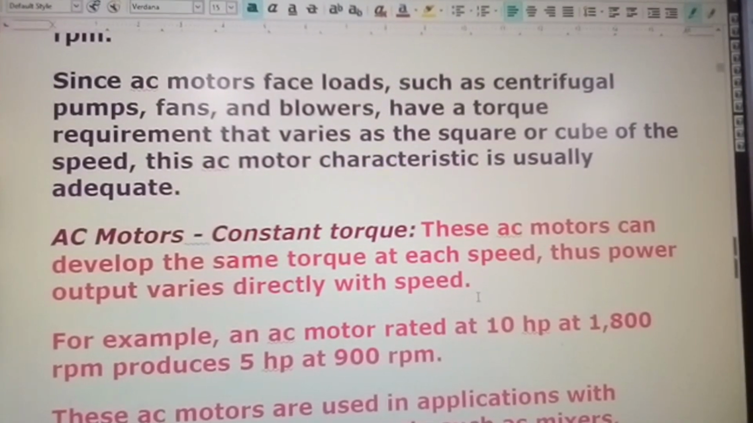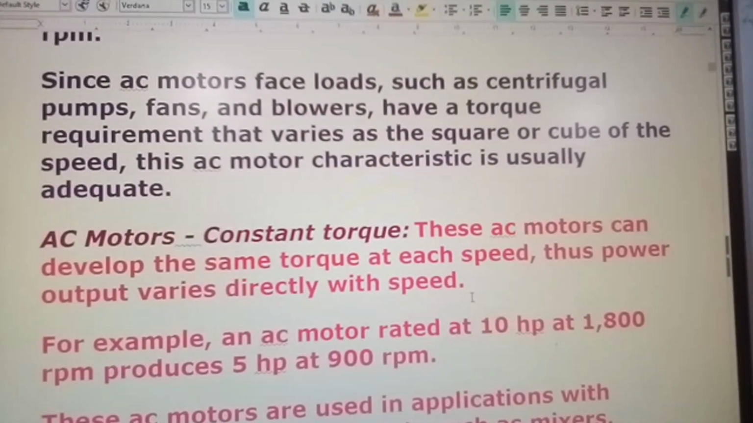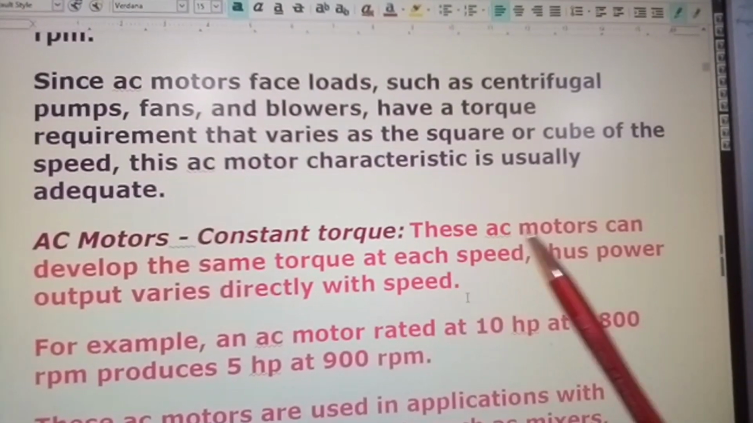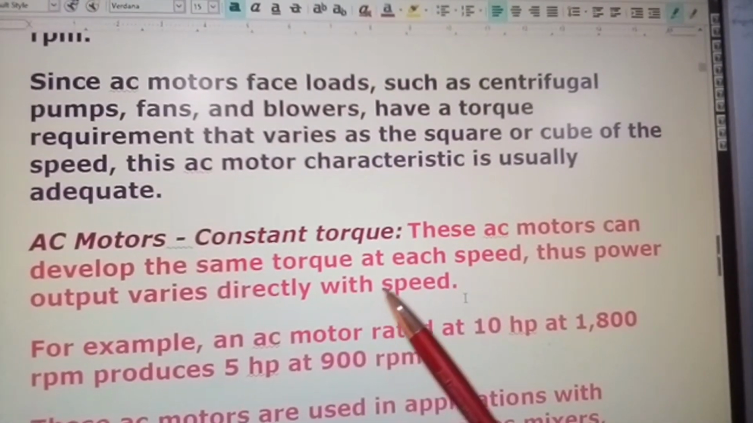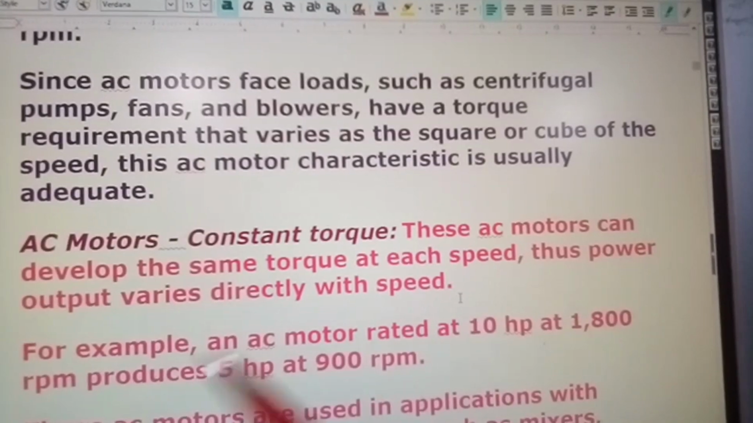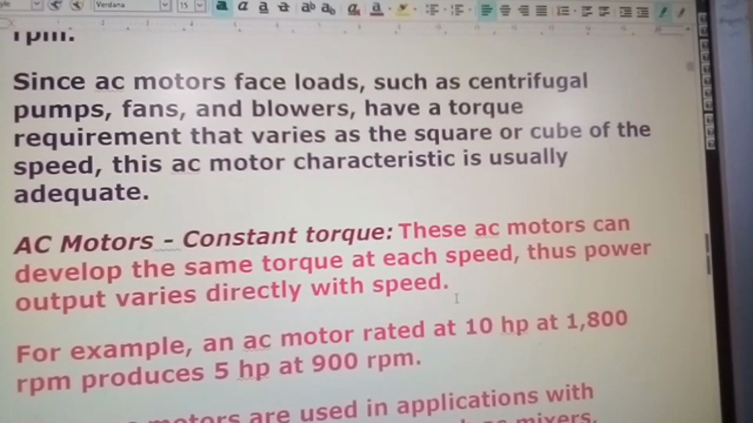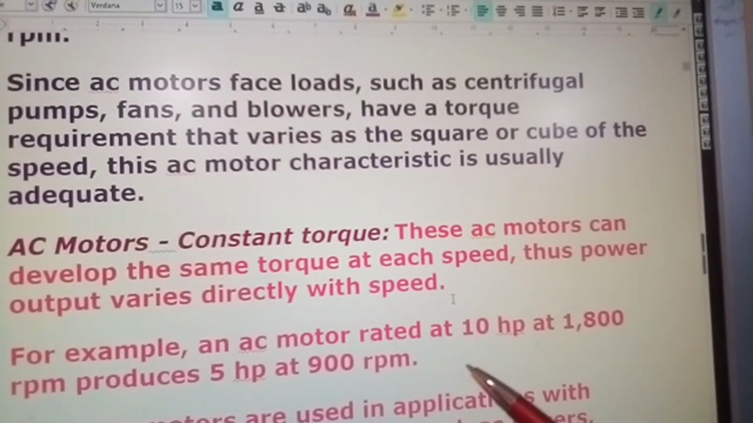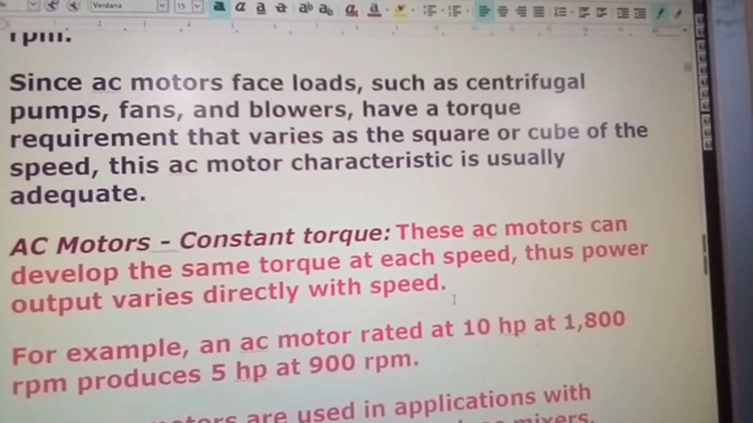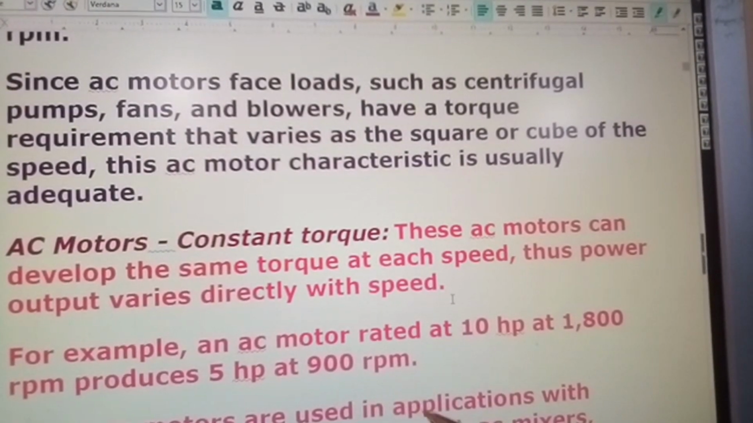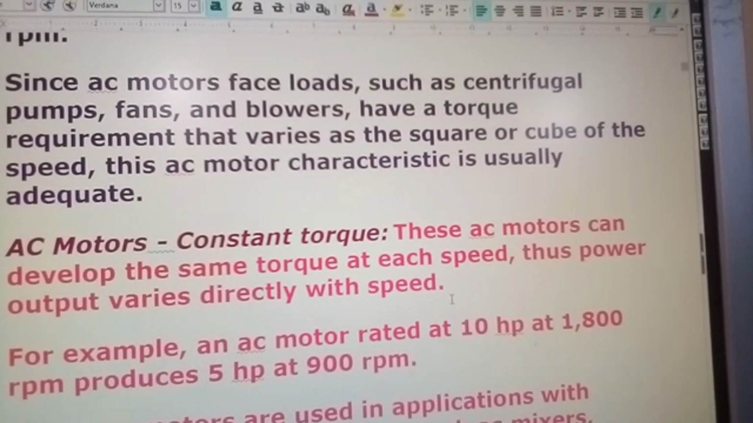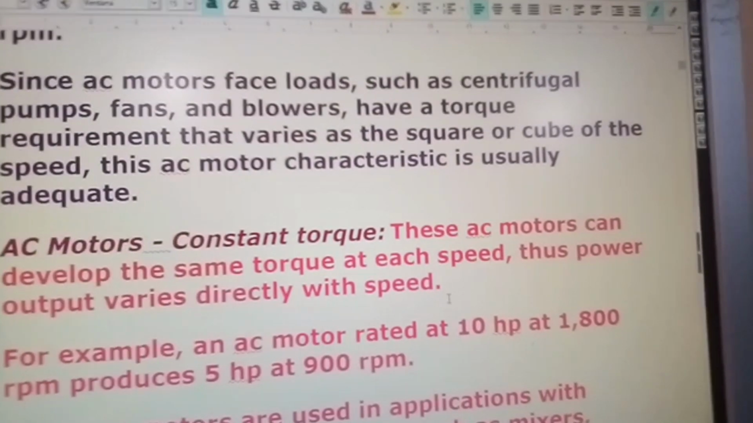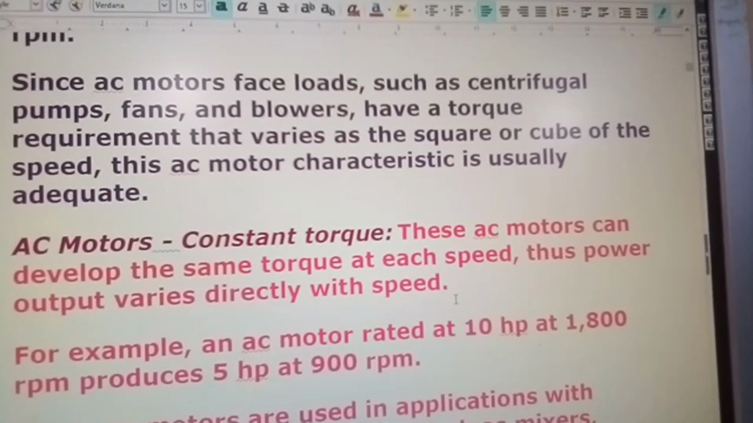AC motors constant torque. Right, and again here we're looking at AC motors constant torque. These AC motors can develop the same torque at each speed, thus power output varies directly with speed. For example, an AC motor rated at 10 horsepower at 1800 revs per minute produces 5 horsepower at 900 revs per minute.